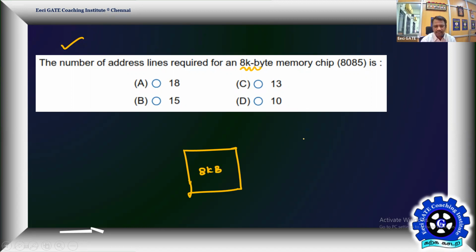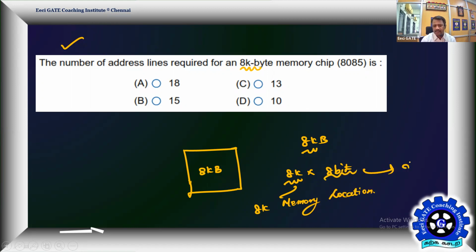B is the byte. So 8 KB means what we have is 8K into 8 bit, 1 byte only. So we have 8K memory locations, and each location has 8-bit data. So this is the data size. The second represents your data size. Byte is the size of the data stored in each memory location.